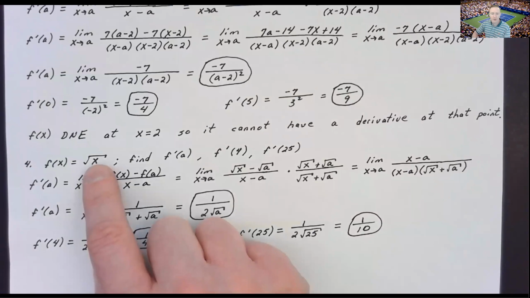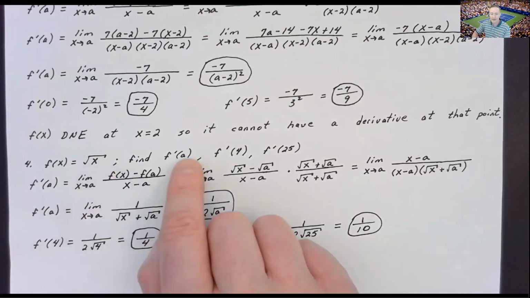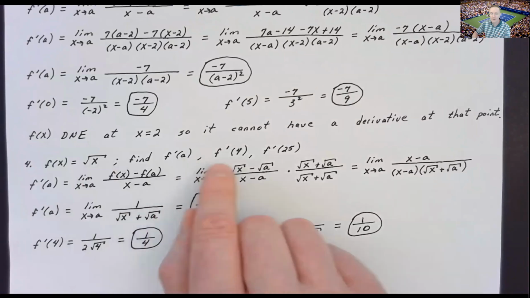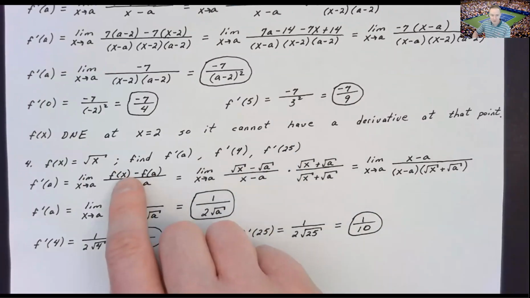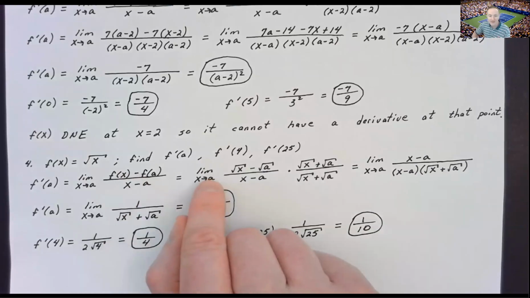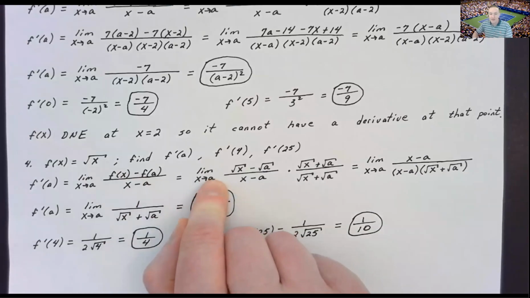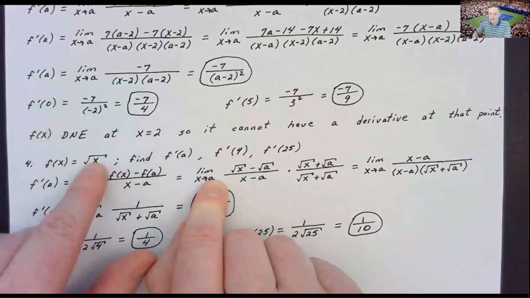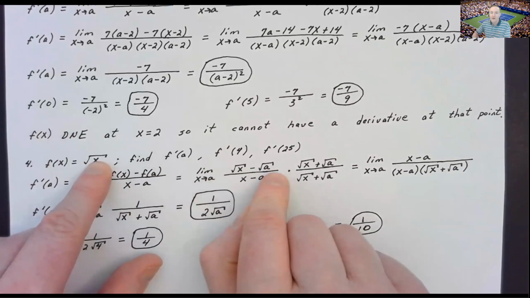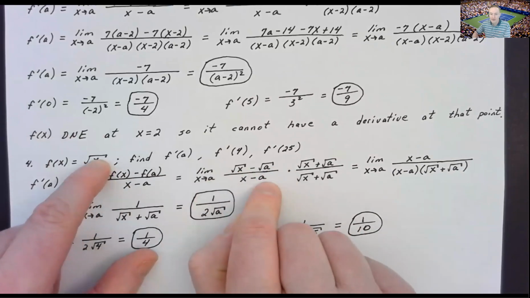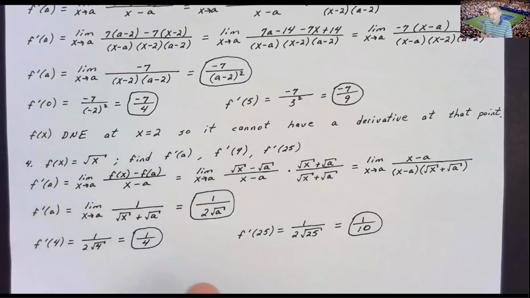I'm giving you a square root, and I'm asking you to find f prime of a, and then evaluate the derivative at 4 and evaluate the derivative at 25. So I'm using the limit as x approaches a of f of x minus f of a over x minus a again. This is the limit as x approaches a. It's very easy to plug in f of x: it's the root of x. F of a is just the root of a over our denominator x minus a. And we know that this needs to be simplified.